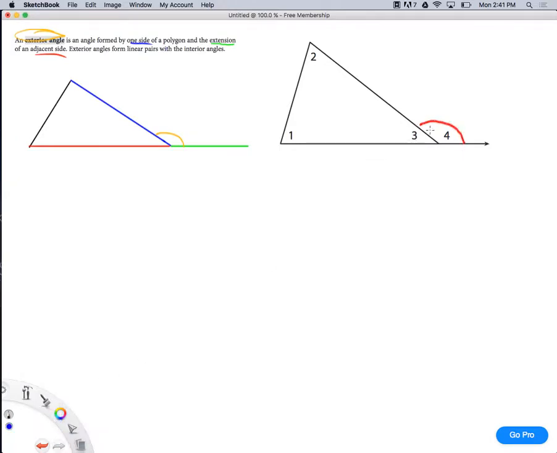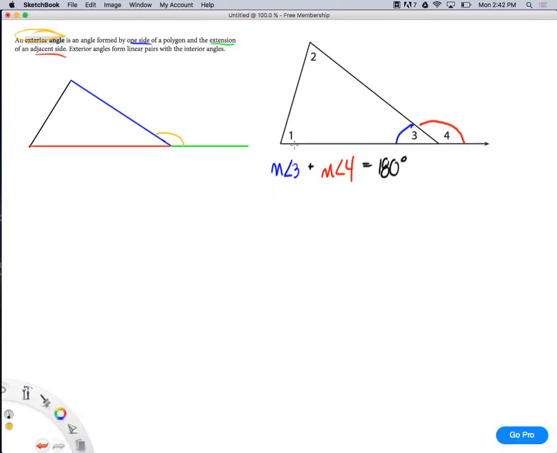What do we know about angle 3 and angle 4? They form a what? 180 degrees. What are they called? A linear pair. And by the linear pair theorem, we know that a linear pair of angles is supplementary, and supplementary angles by the definition of supplementary add up to 180. So we know, therefore, that the measure of angle 3 plus the measure of angle 4 equals 180 degrees. Very good.